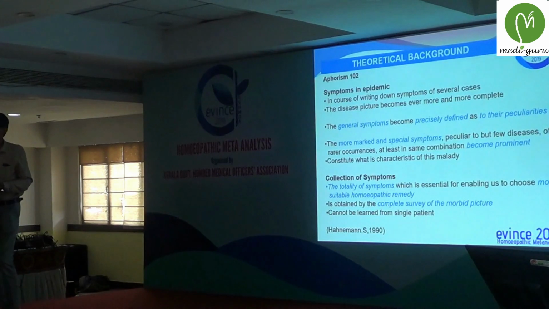Theoretical background. Genus Epidemicus is discussed in aphorism 102. It deals mostly with the symptoms as well as the collection of symptoms. In the course of writing down symptoms of several cases, the disease picture becomes ever more and more complete. The general symptoms become precisely defined, and as to their peculiarities, the more marked and special symptoms, peculiar to but few diseases of rare occurrence, at least in some combination, become prominent and constitute what is characteristic of this malady.